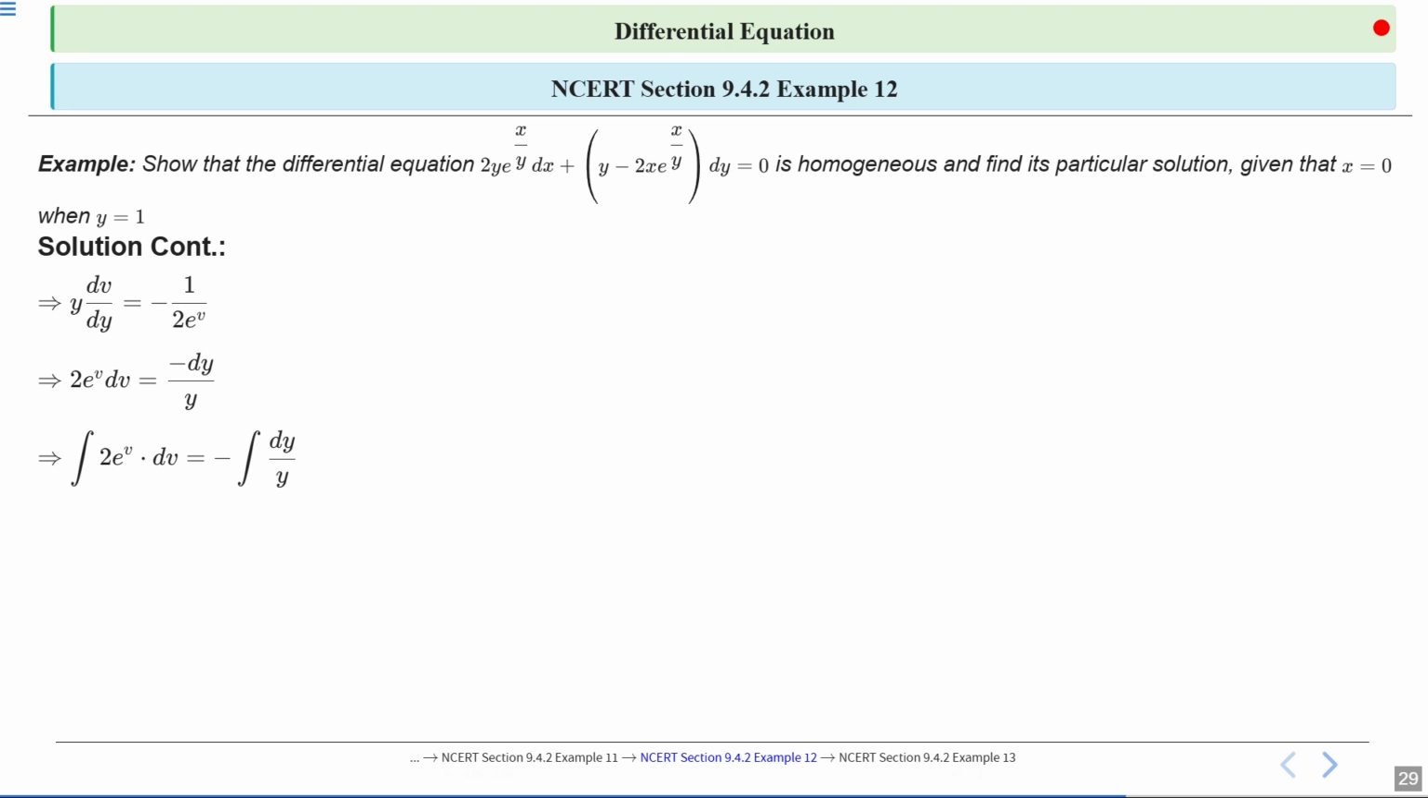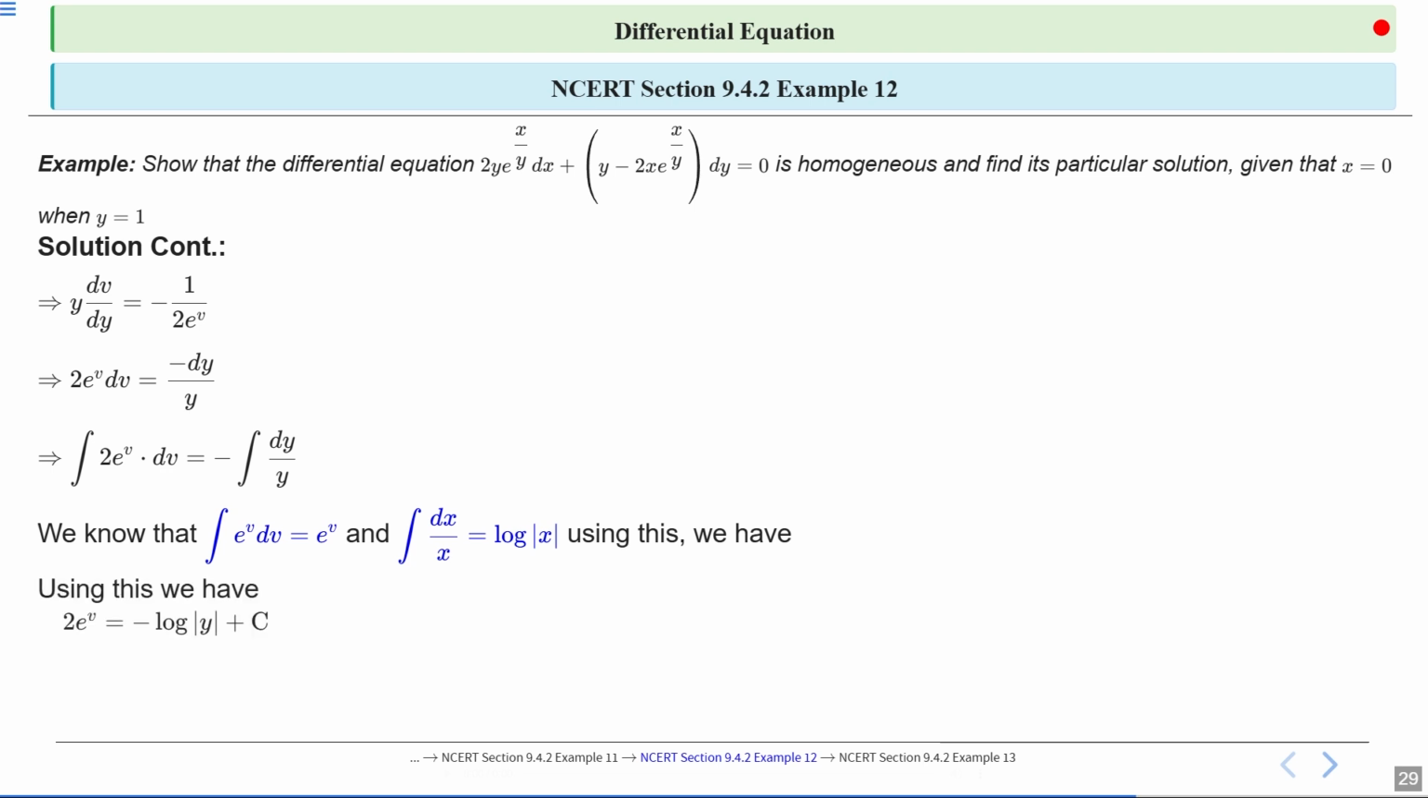So now we integrate both sides to get the general solution. When we integrate, the integration of 2e^v dv is equal to minus the integration of dy/y. And we know that the integration of e^v dv is e^v and the integration of dx/x is log|x|. So using this, we have 2e^v = -log|y| + c.